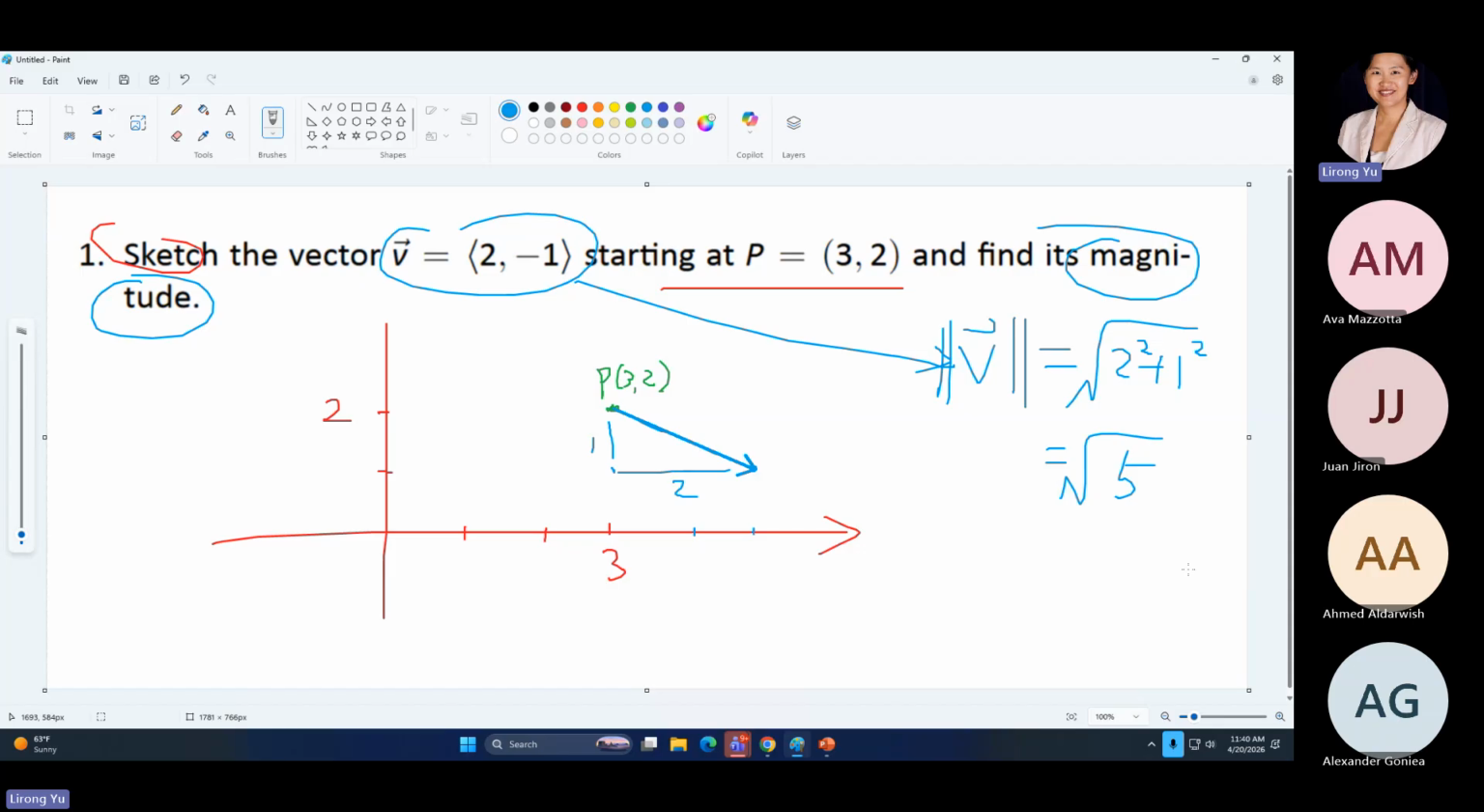Any questions? Is that the notation for magnitude? Yeah, that's the notation for the magnitude of the vector. At least in this book.